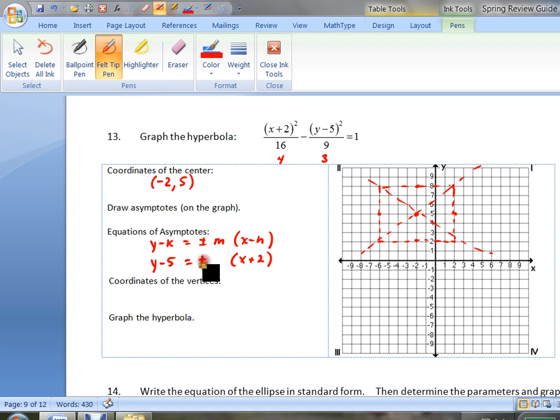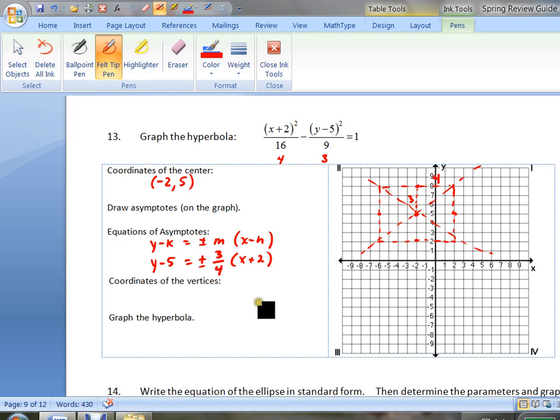Then the last thing I need to do is find the slope. You'll remember that slope is rise over run. So I went up 3 and over 4. So there's my slope, 3 over 4. Rise 3, run 4.